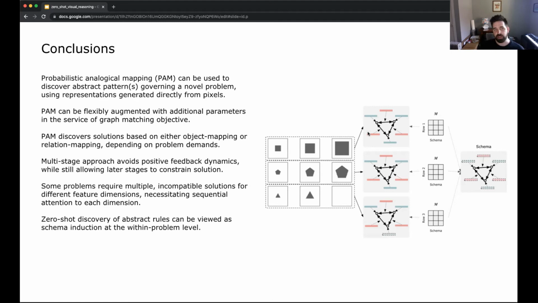And then the final conclusion that I want to draw from these results is that I think it's possible to see the discovery of abstract rules that goes on when solving problems like Raven's matrices as a kind of within-problem schema induction. And I think that might be a promising way to think about the process of inducing abstract rules or abstract patterns in general.